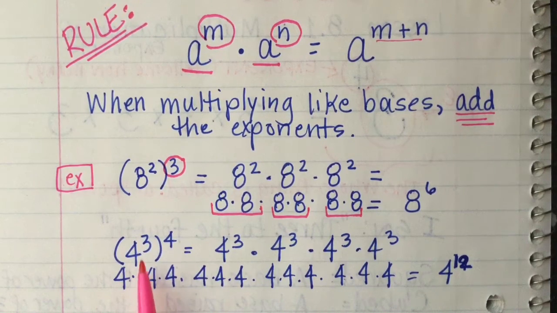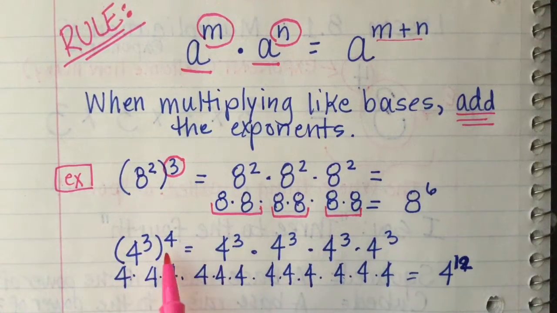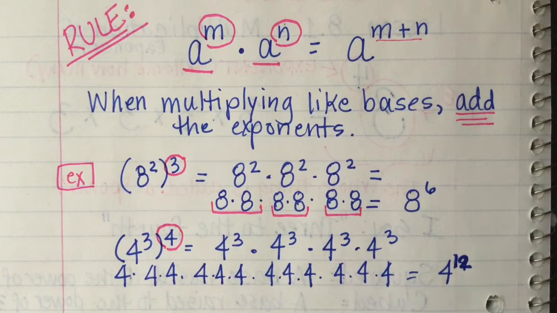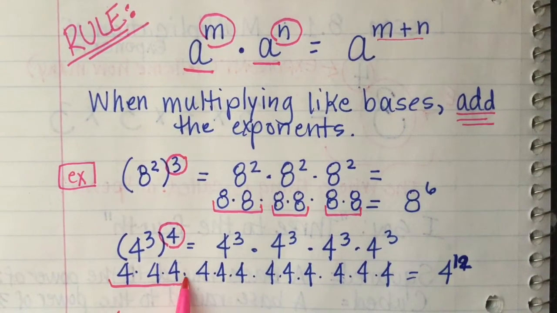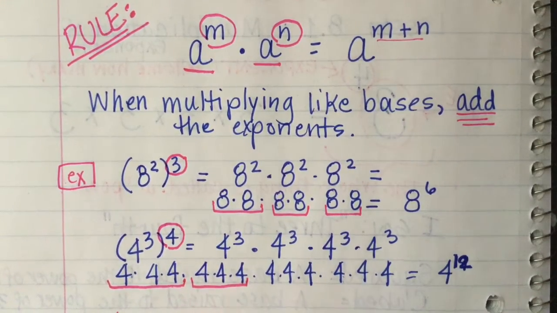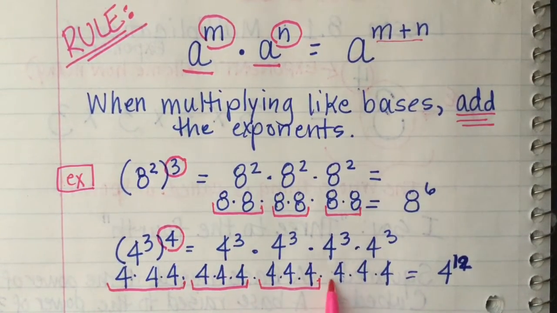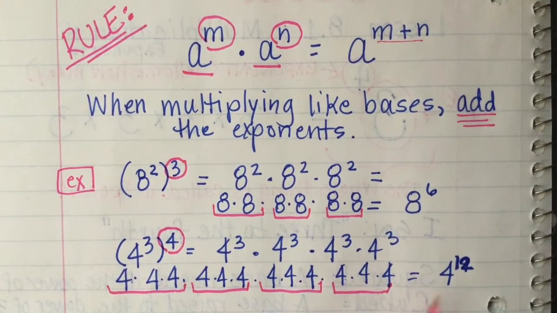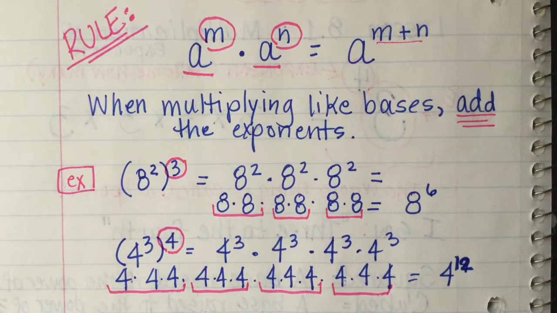Here it is again, 4 to the 3rd power, and it's raised up again. So power to a power means that I have 4 to the 3rd, another 4 to the 3rd, 4 to the 3rd, and 4 to the 3rd. So I had 1, 2, 3, 4 of those. That gives me 4 to the 12th power.